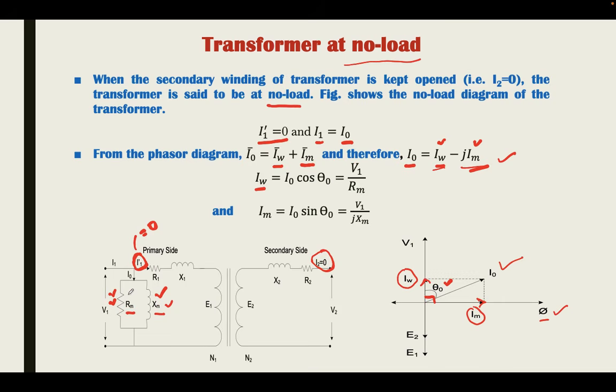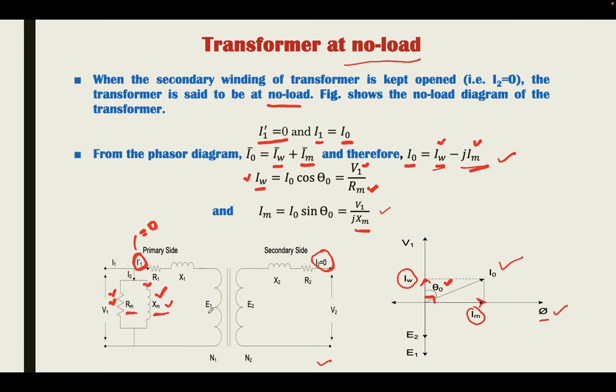From the circuit diagram we can easily calculate that this voltage V1 is applied across Rm. We know the resistance Rm and the voltage V1, so we can easily calculate the current using Ohm's law, V by R. Similarly, if we know the reactance Xm of the second path, then the corresponding current we can easily calculate, that is V1 upon jXm. jXm is the inductive reactance of this part of the transformer.